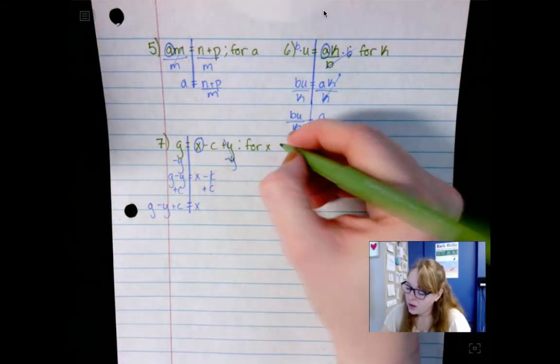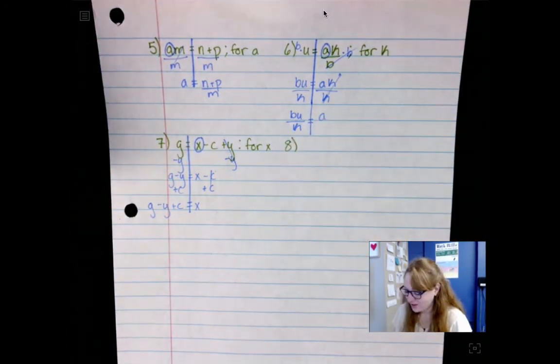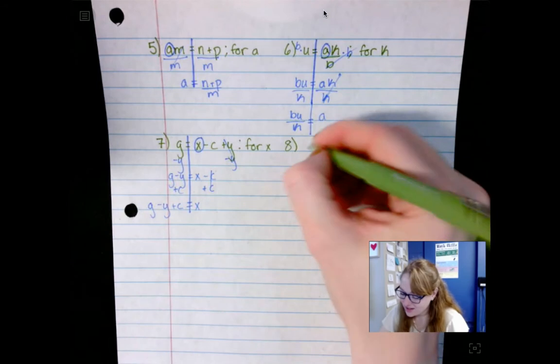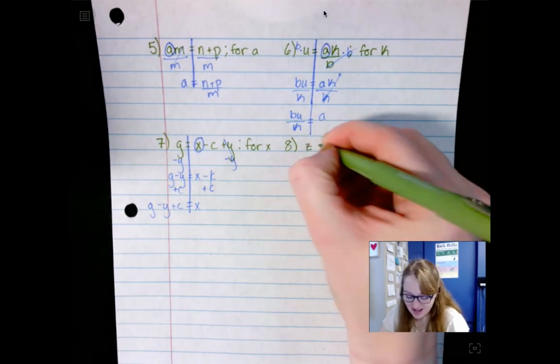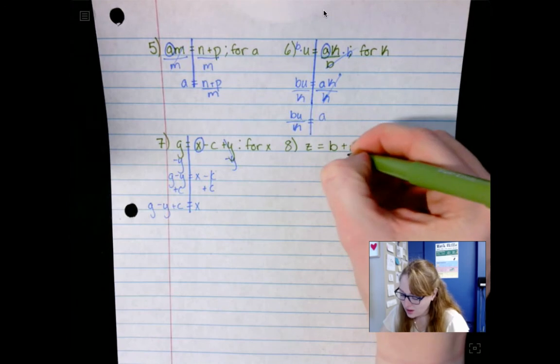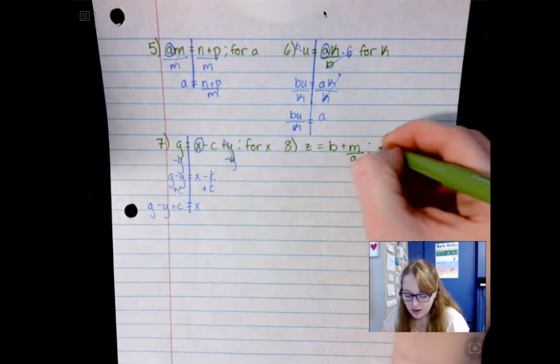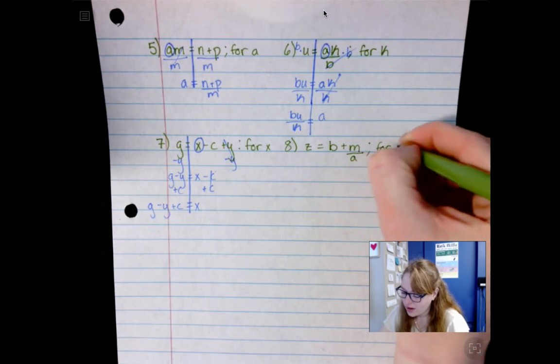Number 4. Dang it, number 8. I have them numbered differently on my reference sheet. So we have Z equals B plus M over A; solve for A.